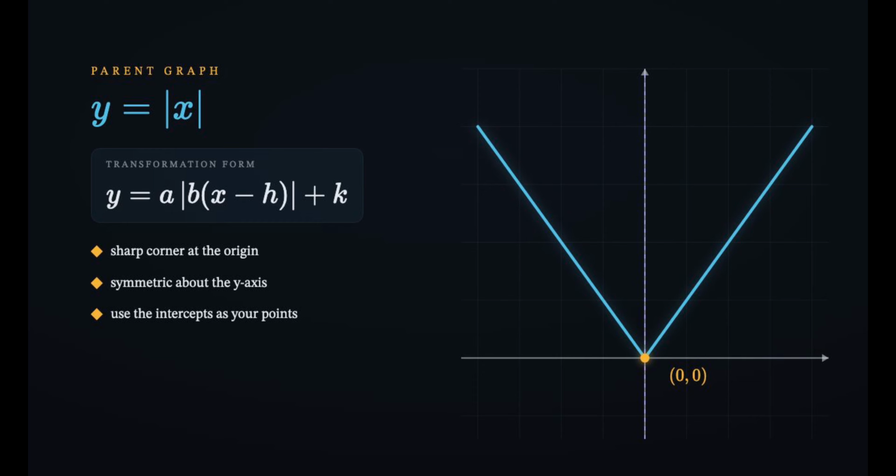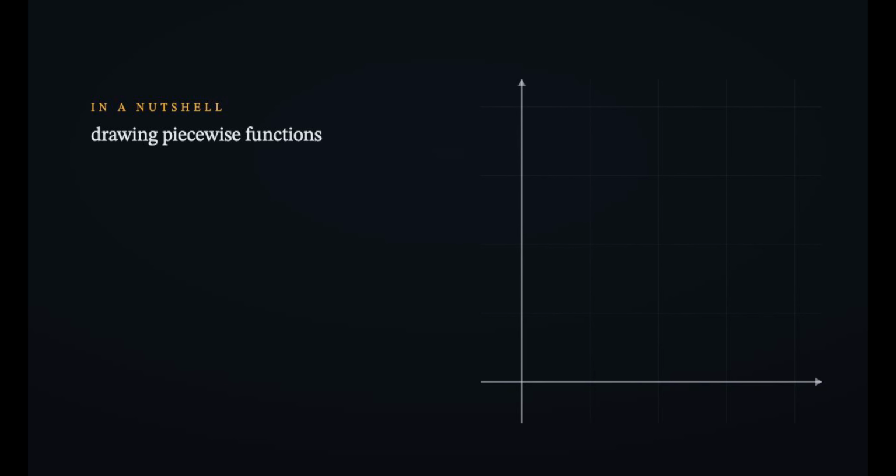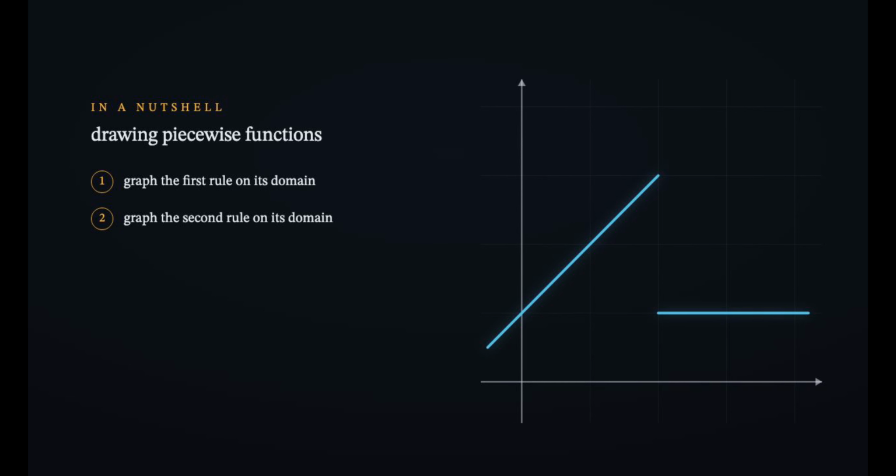When drawing piecewise functions, you want to have at least one point on each piece to show that it is that piece. So in a nutshell, to draw piecewise functions: 1. Graph the first rule only on its domain. 2. Graph the second rule only on its domain. 3. Use open or closed circles at endpoints if needed.